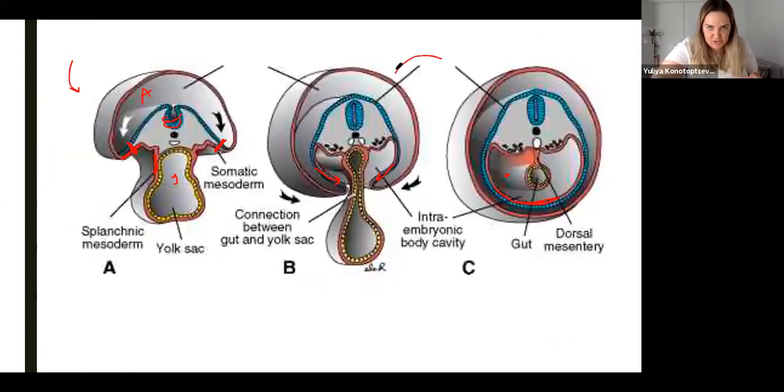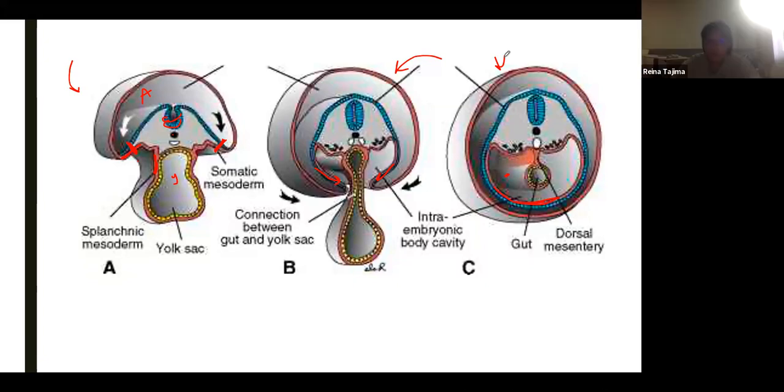You have two pictures here, C and B. If I do a cross section through here, will it look like C or B? C. If I do a cross section through my tail below, will it look like C or B? C. But if I do a cross section through the middle, will it look like C or B? B.